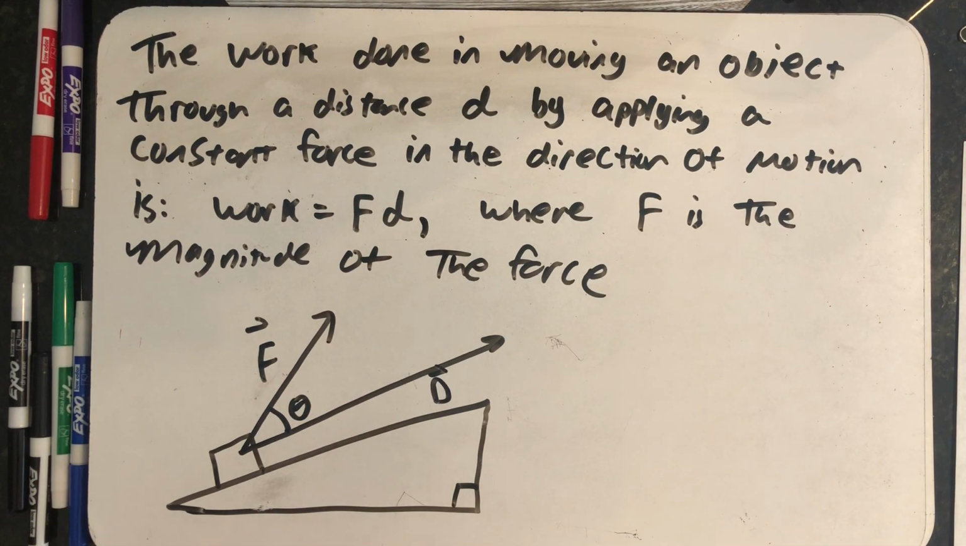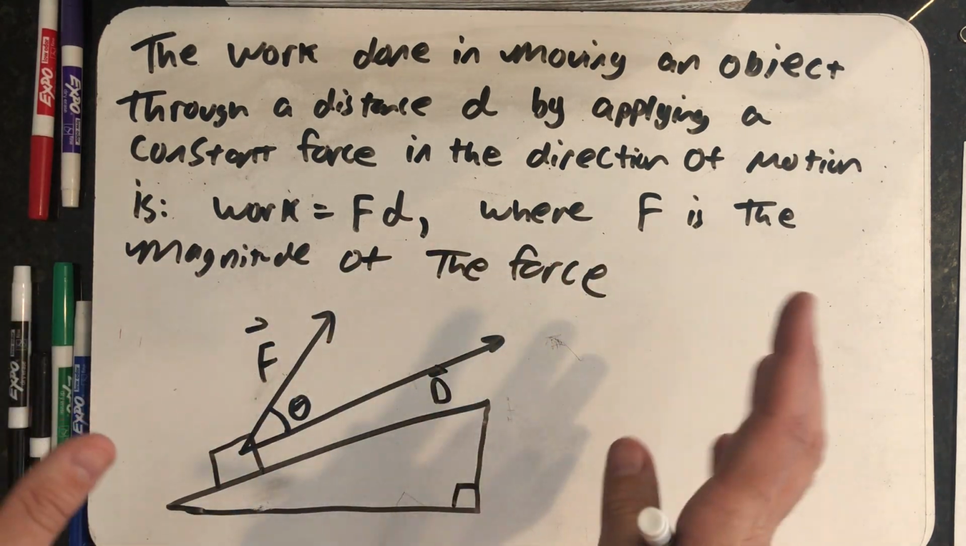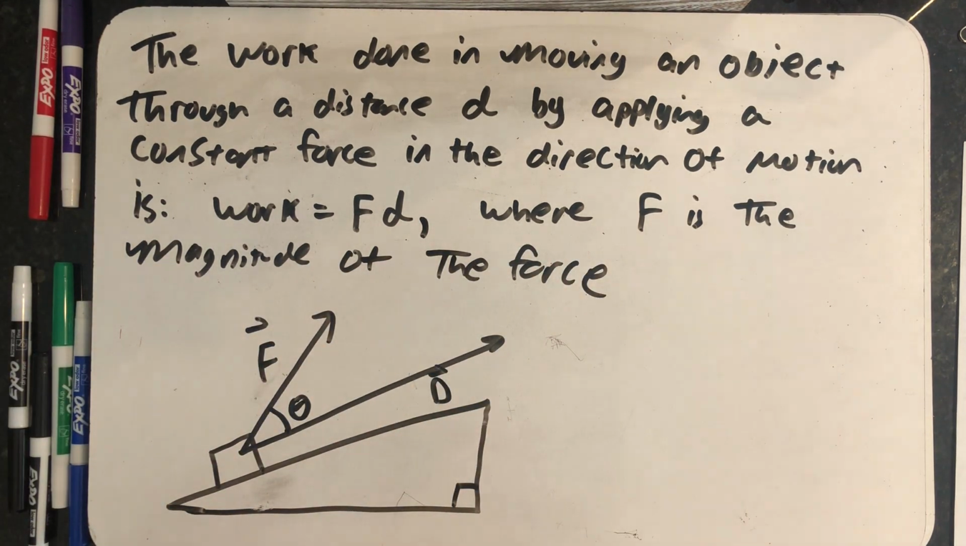In Calc 2, you likely learned that the quantity work is defined like this. The work done in moving an object through a distance d by applying a constant force in the direction of motion is work is equal to force times distance, F times d, where F is the magnitude of the force. Well, I want to evolve this idea.